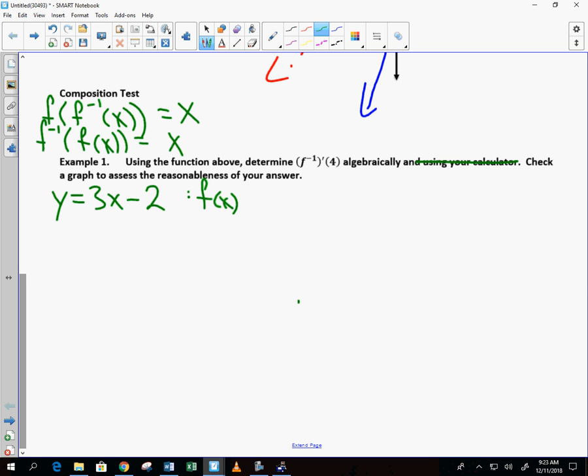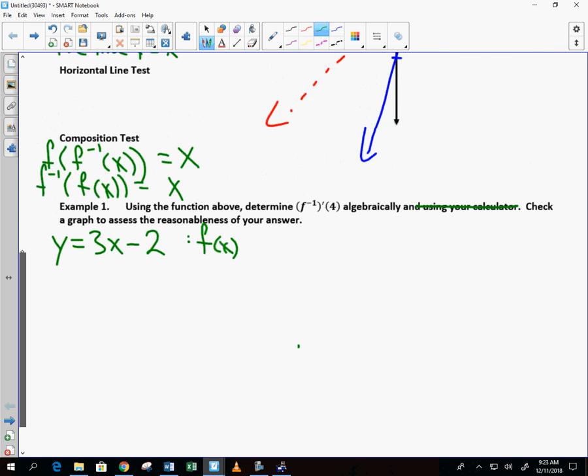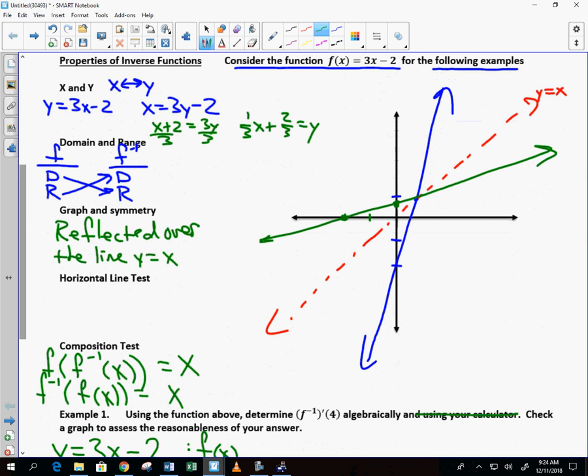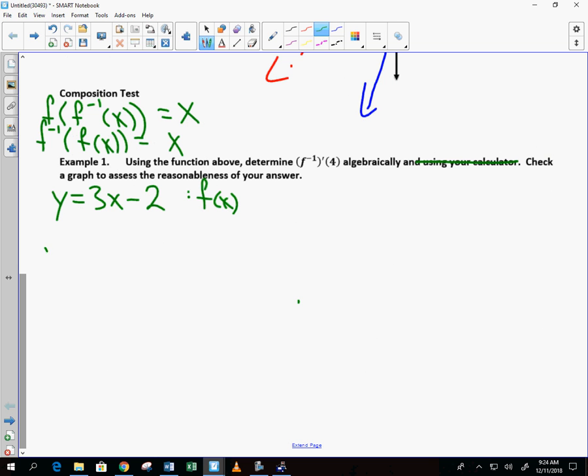Well, if they said, find the derivative of the inverse function at 4, what you would say is, well, first I need to find the inverse itself. What is the inverse? What do we determine it to be? Yeah, we got y is equal to 1/3 x plus 2/3. And we find that derivative, so this is f inverse of x. Well, what's the derivative of that? The derivative is 1/3, right?